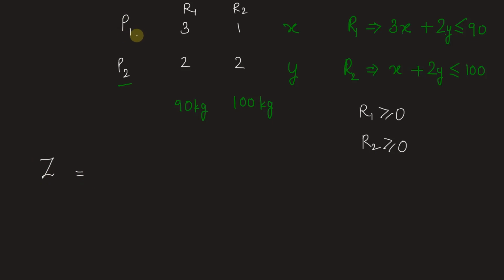Now after selling P1 product, each unit profit is 2000. So total profit will be 2000x plus, for P2, each unit profit is 3000. So total profit will be 3000y. This is the equation for profit. We have to maximize Z to calculate the maximum profit. Let's plot the constraints and see what the feasible region is.